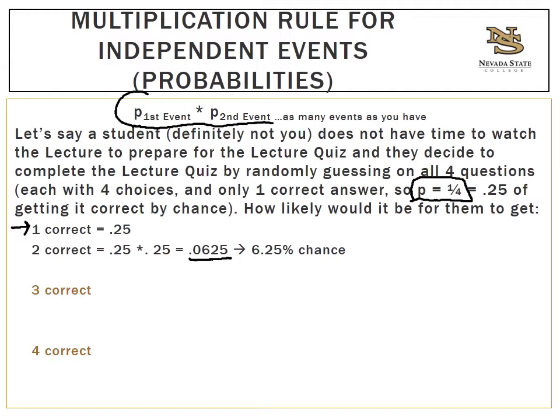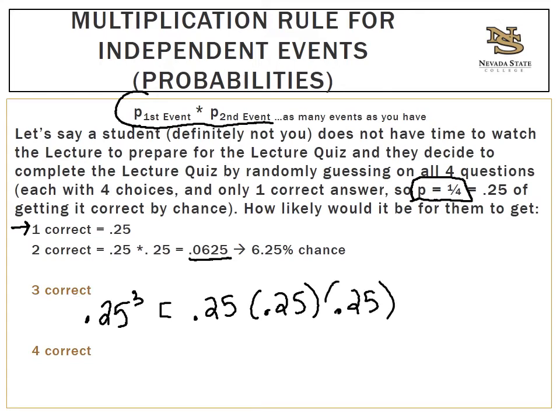All right, so if we want to know the probability of getting 3 correct, you're going to take that 0.25, the probability of getting 1 correct, and cube it. So you'd have 0.25 times 0.25 times 0.25. So that will give you 0.0156, or a 1.56% chance that you would get 3 correct.